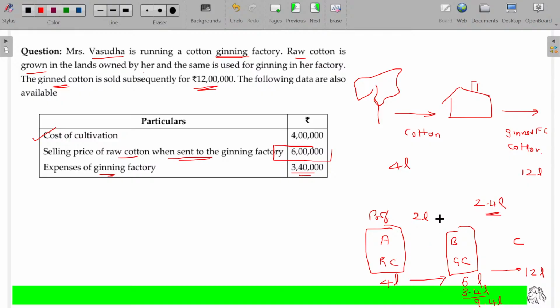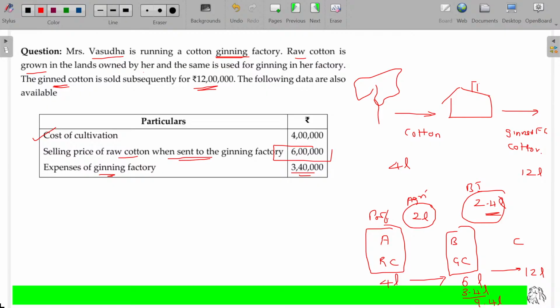A does only plantation activity, so this 2 lakhs is called agricultural income, and B does only the manufacturing activity, so this 2.4 lakhs will be considered as business income. This is agri and business. Instead of two parties, the same party has the cultivating land as well as a ginning factory, both.